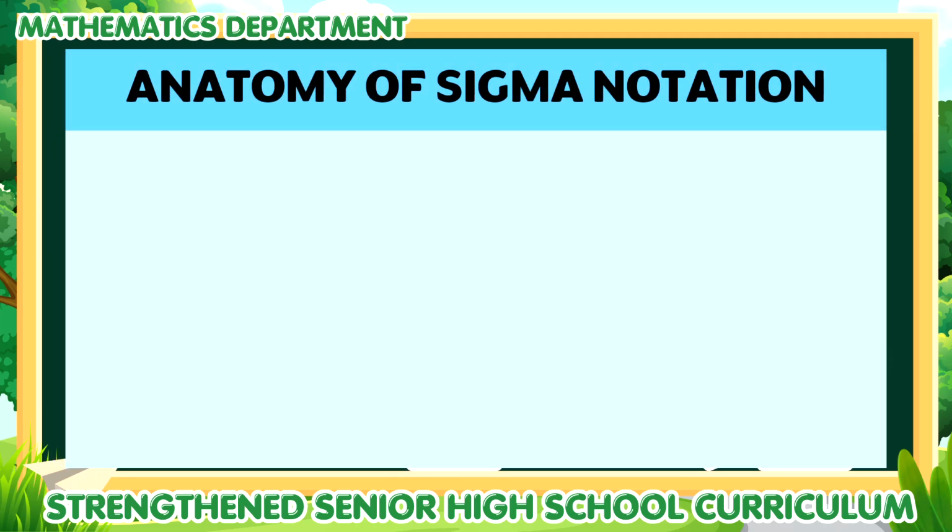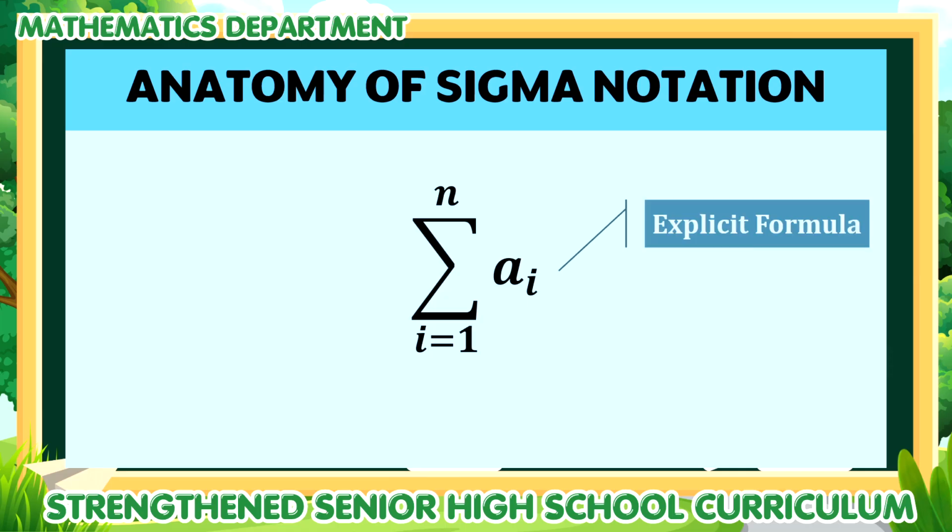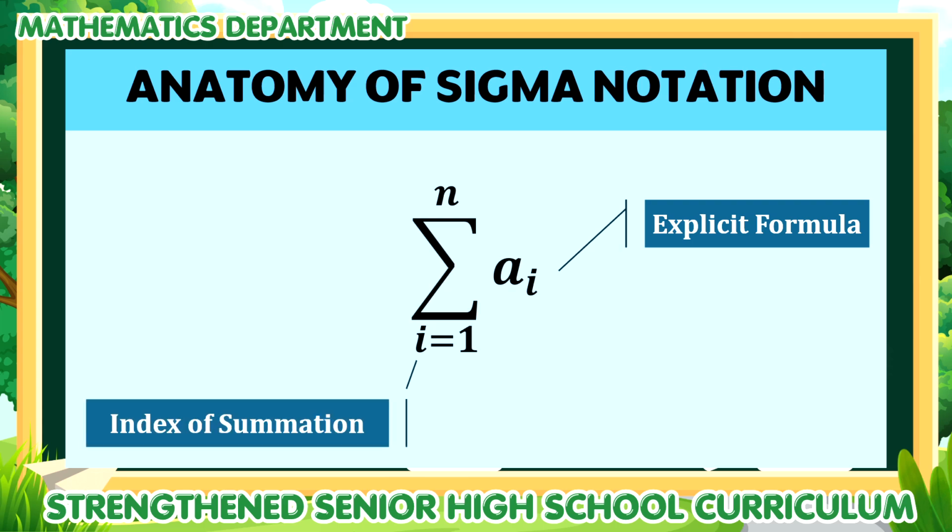Here is the anatomy of our sigma notation, or summation notation. We have the form summation of a sub i, where i ranges from 1 to n. This a sub i represents our explicit formula, and it tells us what to calculate for each term. The second part is the variable i, which is known as the index of summation, which tells us which term we're on.